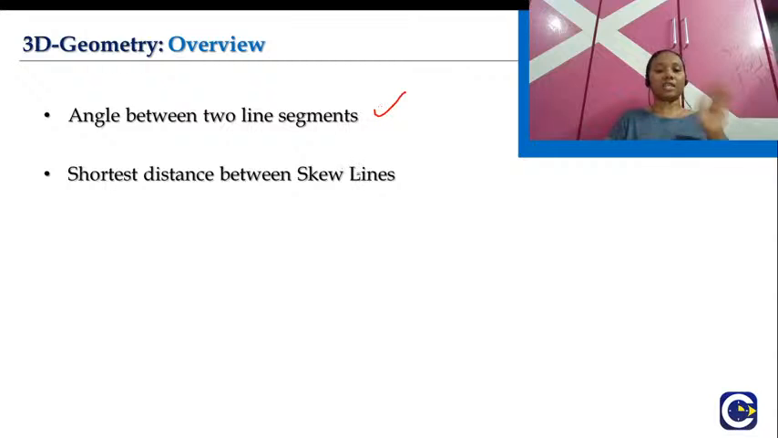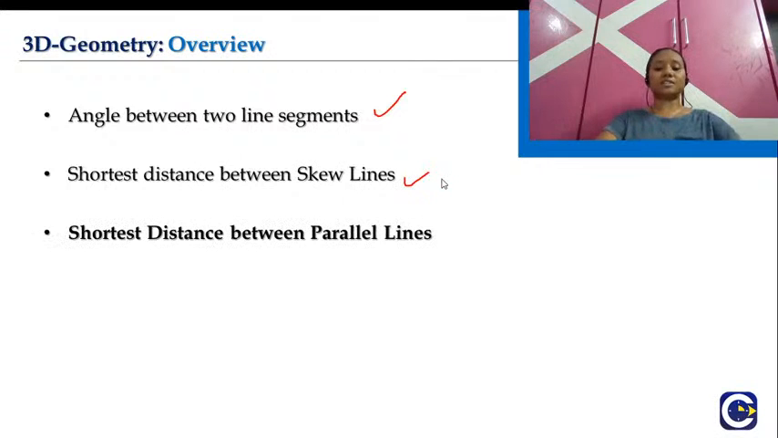We have also seen the next concept, how to find the shortest distance between skew lines. For this we have seen the formula in two different forms: one in terms of vector representation and the other in Cartesian form, which is nothing but using the coordinates of the point. In the same manner, we are going to have one more formula, the shortest distance between parallel lines.